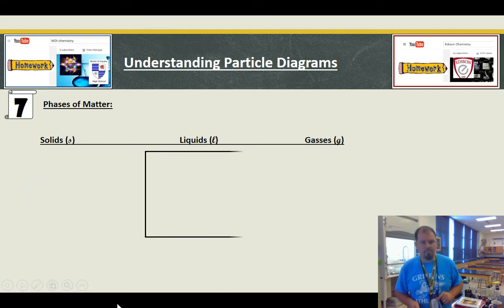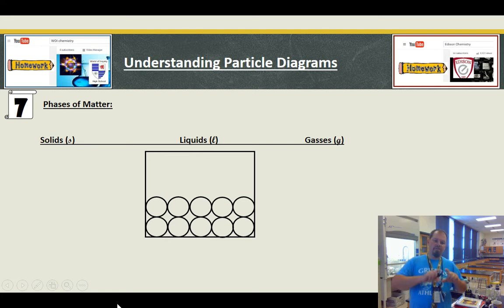So liquids. Generally, the pieces are touching. If I were to draw this on the board, I would draw them a little bit overlapped, though, just to show that they can move. But notice they fill the walls of the container. So if I put water or coffee in my cup, I don't have to fill it all the way up. It doesn't take the volume of my container necessarily.